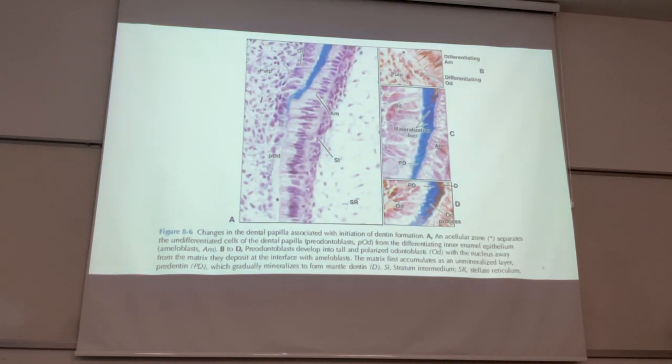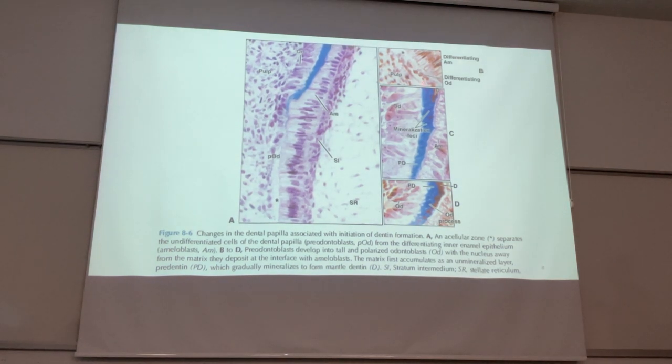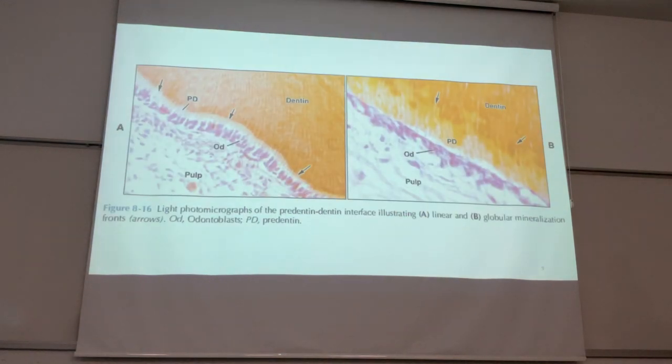Here again you can see the structures of dentin. This part is mineralized dentin. Here you can see no predentin, sorry, and this part is mineralized dentin in this part. Again, you can see the predentin in this part, dentin in this part, odontoblast here, and stem cells of odontoblast in this part. Here is our pulp.